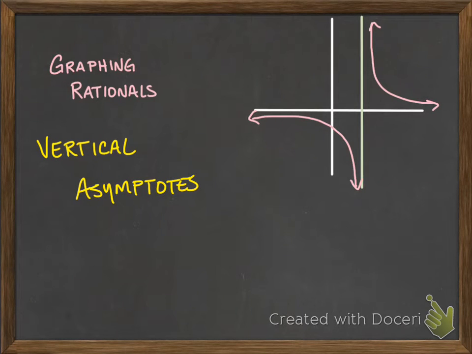So last video we talked about graphing rationals and we talked about finding the horizontal asymptotes. Now we need to be able to find the vertical asymptotes. So that's another piece of this puzzle. So this green line right here, this is our vertical asymptote. So that's what we're finding.